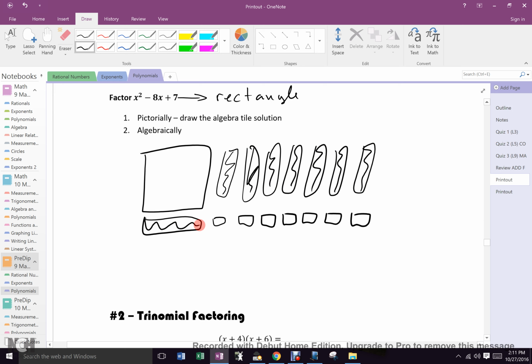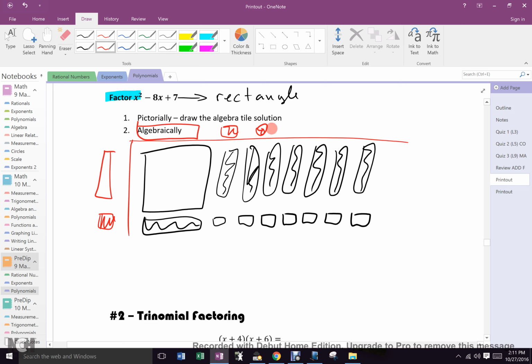But that's nothing math, is it? No. The math question says to factor it, right? Where do the factors live? On the outside of the rectangle. X. What's this? Negative 1. And this? X and negative 7. 1, 2, 3, 4, 5, 6, 7. Yes? So this must be x minus 1 times x minus 7.